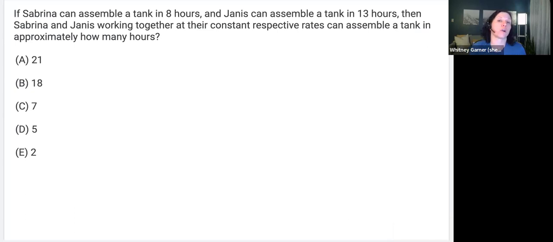So combined work problems are another place where, when you've got two agents working together, the answer choices can be really powerful. So let's use logic here a little bit. If Sabrina can assemble a tank in 8 hours, if she gets any help at all, even from someone who's barely useful, she'll be done in less than 8 hours. So there's no way that Sabrina and Janice together are going to take more than 8 hours. It's not possible, right? So we can rid ourselves of them.